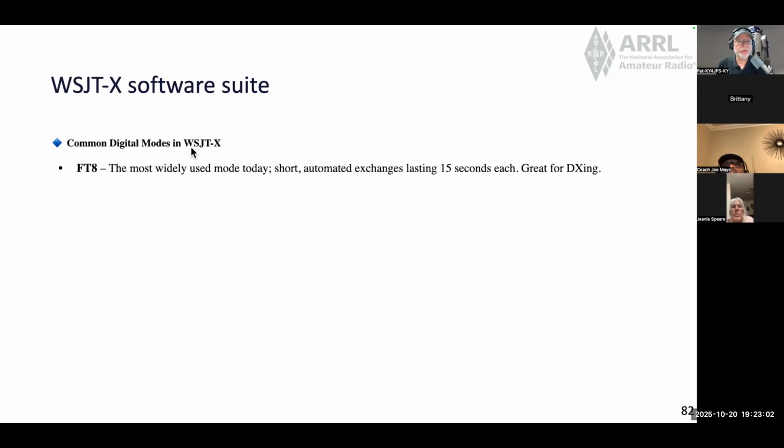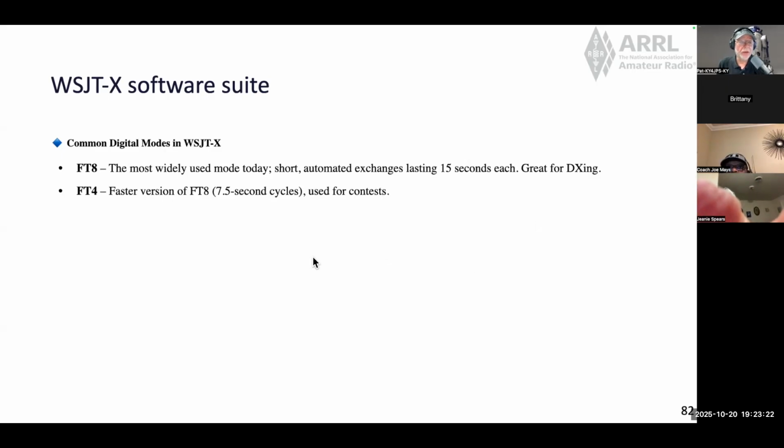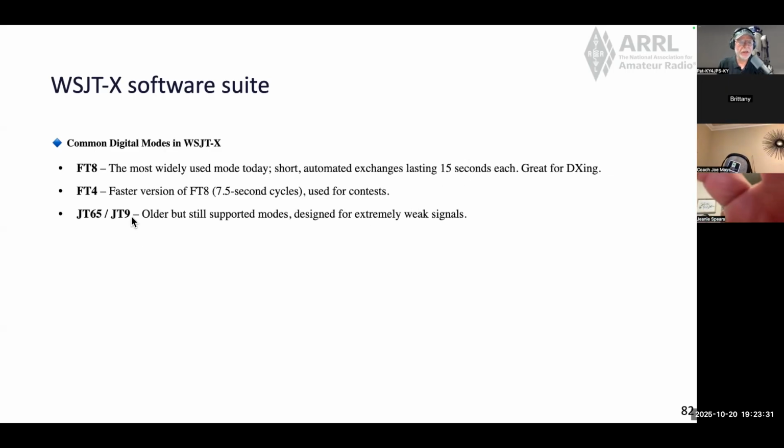Common digital modes in WSJT-X software include FT8. That's most widely used today. It's short automated exchanges. They last no more than 15 seconds. And as I said, I've used it and I've made contacts as far as Russia from here. FT4 is similar to FT8, only it's half of the cycle time. It's used most of the time when you're in contests, and some contests don't allow digital modes.